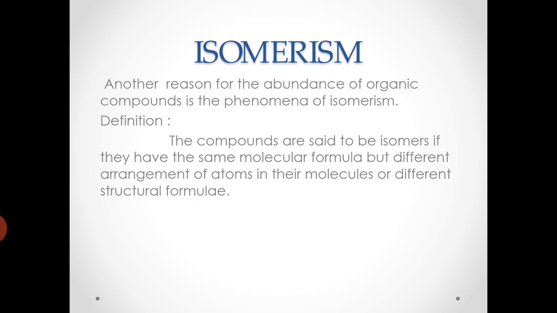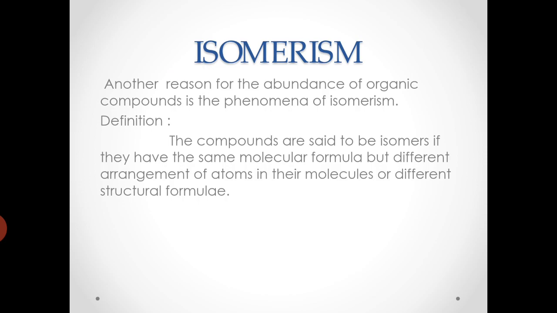Another reason for the abundance of organic compounds is the phenomenon of isomerism. How can we define isomerism? Compounds are said to be isomers if they have the same molecular formula but a different arrangement of the atoms in the molecules, or different structural formulas.